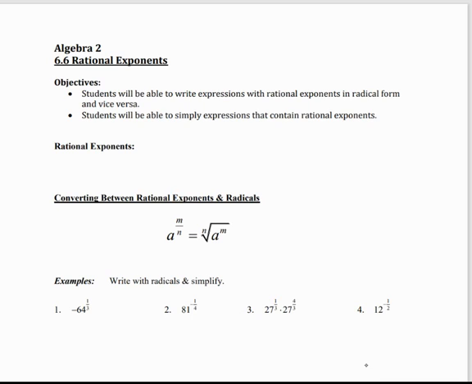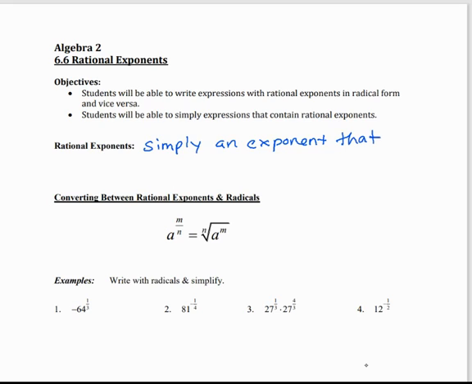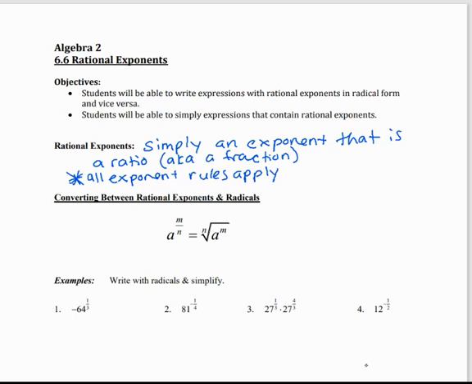A rational exponent is simply an exponent that's a ratio, AKA a fraction. Now, two really important things, okay, is that all exponent rules apply. So the product rule, when we are multiplying, we'll add the exponents. When we're dividing, we'll subtract the exponents, so forth.